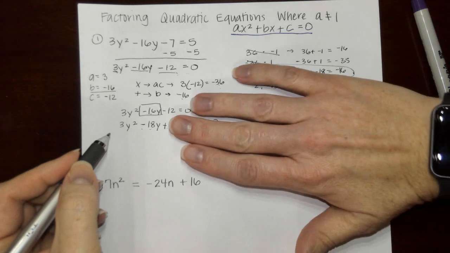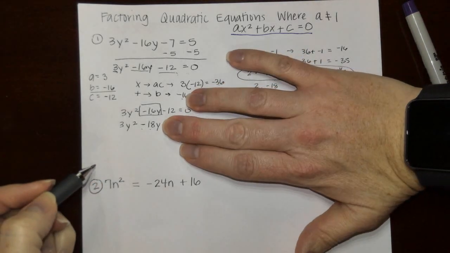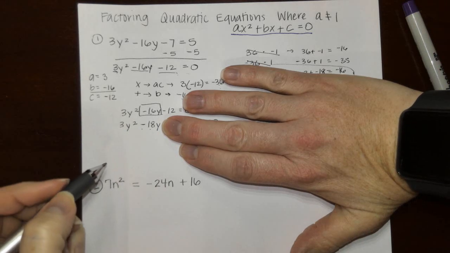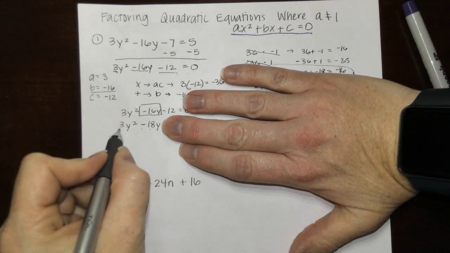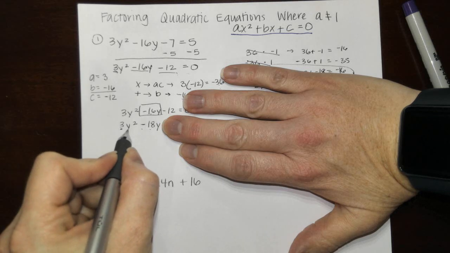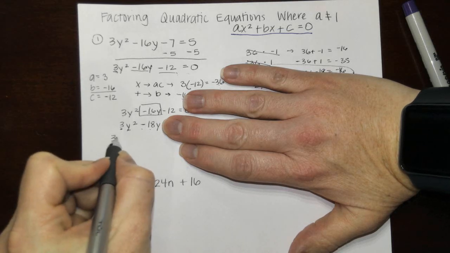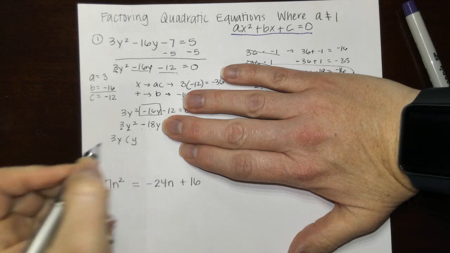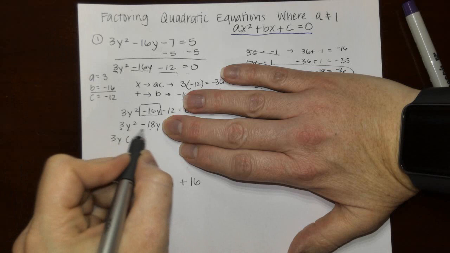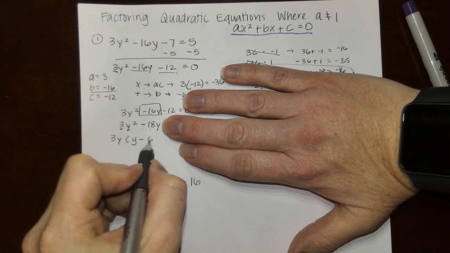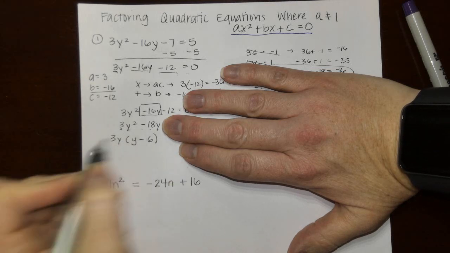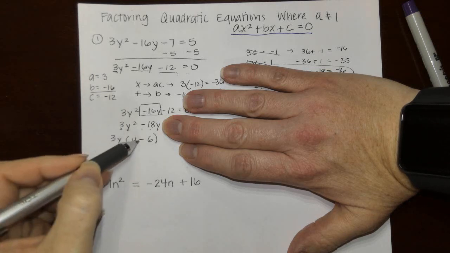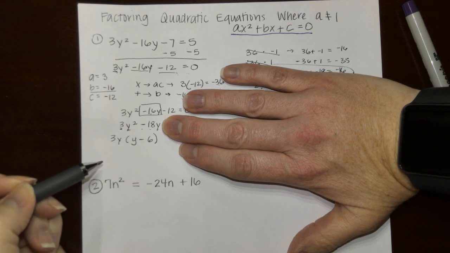So now I'm going to look at this part of my equation, 3y squared minus 18y. Is there anything I can factor out? Hopefully we see that there's a factor of 3 and y. So if I factor 3y out of 3y squared, I'm left with y. And factor 3y out of 18y, I have 6. Okay, and I know that 3y times y is 3y squared. 3y times negative 6 would be negative 18y.